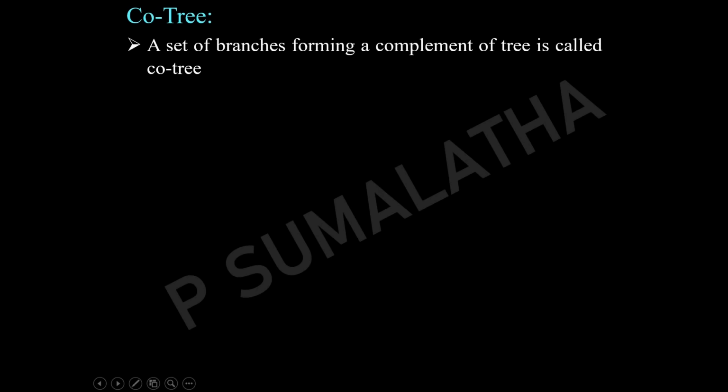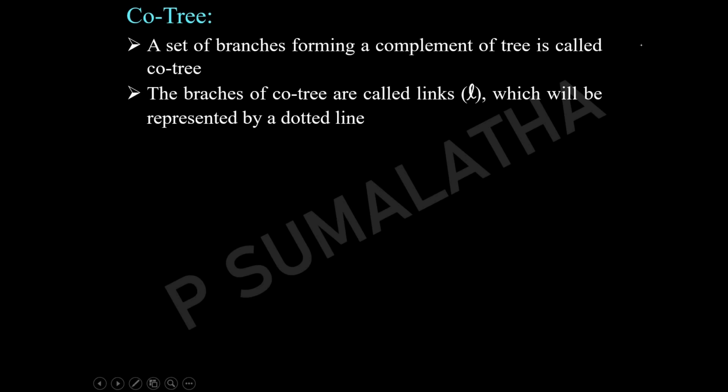And coming to the cotree, the cotree refers to the complement of the tree. So what is meant by the complement of the tree? The set of branches forming the complement of the tree is called a cotree. Now, just as you call the branches of the tree twigs, the branches of the cotree are called links. That will be represented by L, and always the links are represented by a dotted line and the twigs by a solid line.